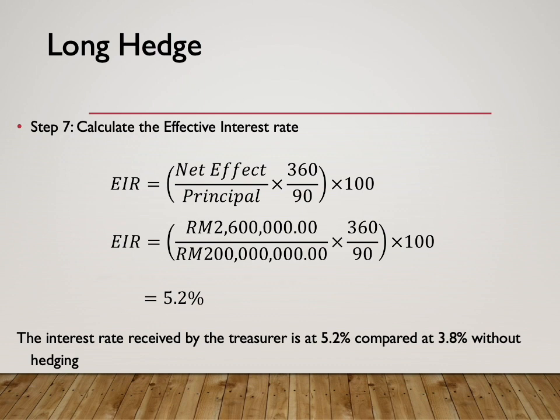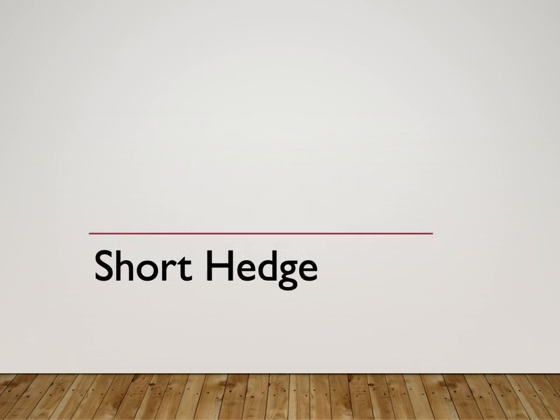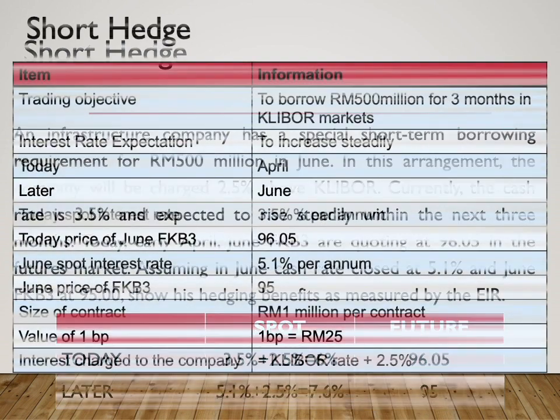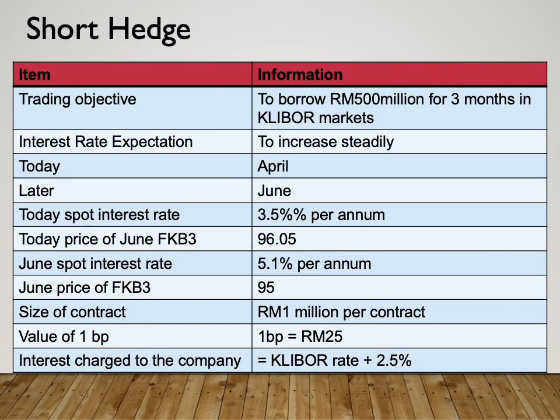So this is an example of a short hedge strategy. An infrastructure company has a special short-term borrowing requirement of 500 million in June. In this arrangement, the company will be charged 2.5% above CLIBOR. Currently, the cash rate is 3.5% and expected to rise steadily within the next 3 months. So this is the information given in the question. The value of 1 basis point, you need to remember, is 25 ringgit, and the size of contract is 1 million per contract.